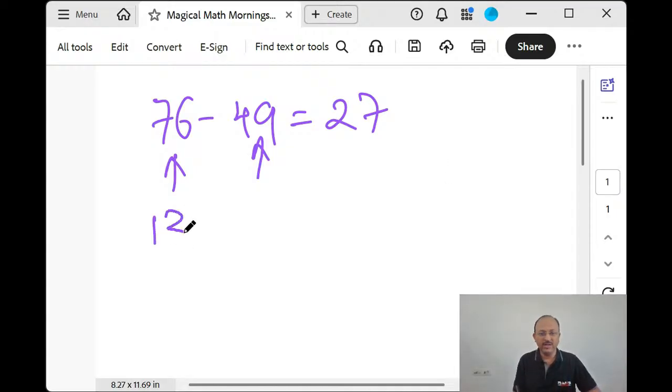Take this: 138 minus 89. It is 27, not 37. Okay. 138 minus 89. Very fast.